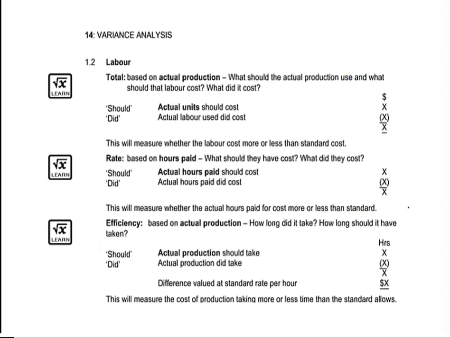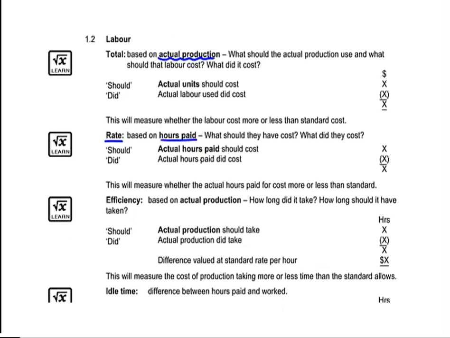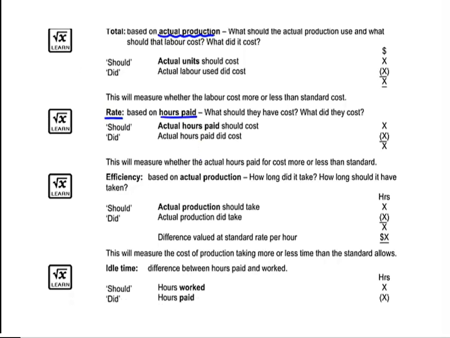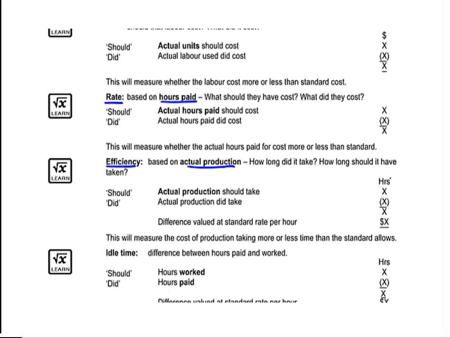Having grasped the concepts of should cost and did cost for material, it's going to be very similar for labour, except that we're going to be looking at should use in terms of number of labour hours. We're looking at actual production again, the number of units we produced, and what the labour should have cost us based on the number of units and labour hours per unit, compared to what it did cost. The rate is based on the number of hours paid: how much should they have cost us and how much did they cost us. The efficiency is based on the actual production and how long it should have taken compared to how long it did take. And because this is in hours, we need to value it at the standard cost per labour hour.